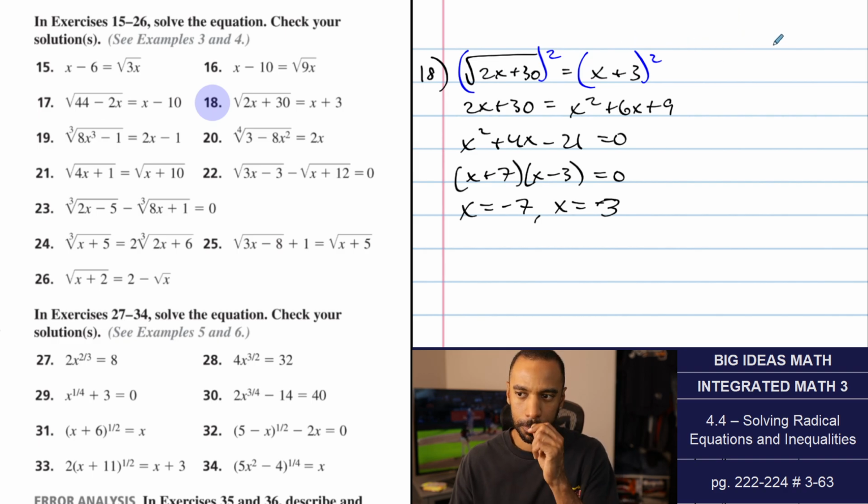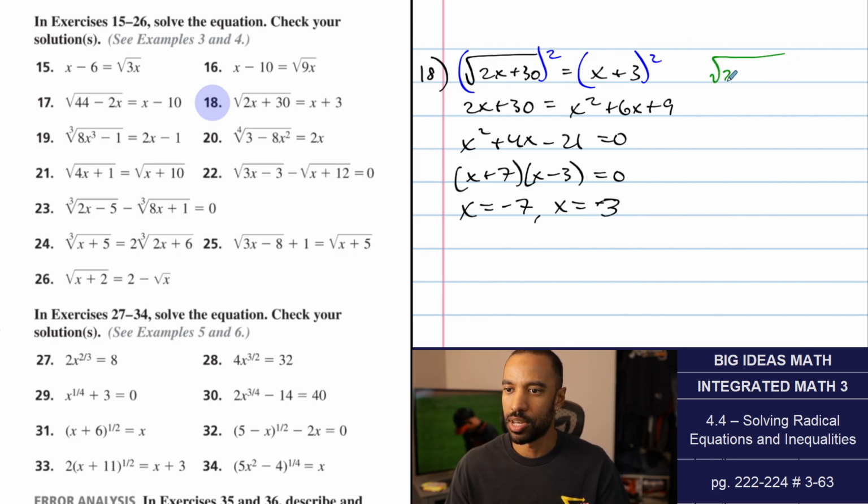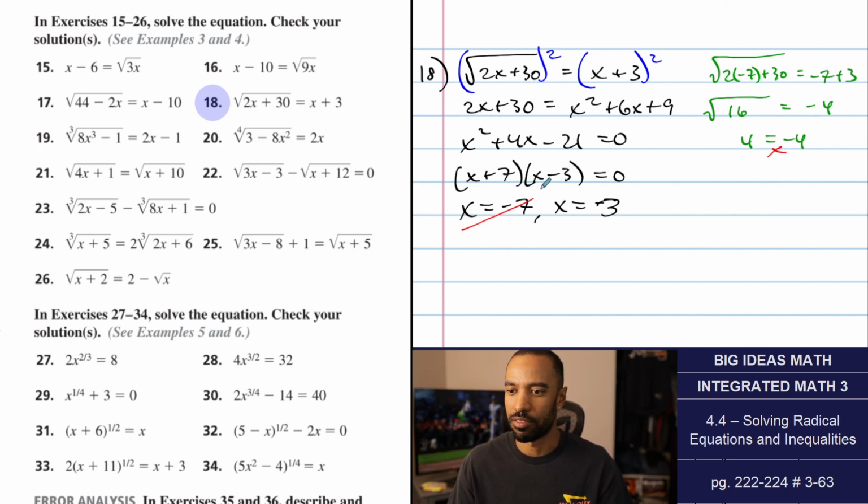So as a double check, let's do 2 times negative 7 plus 30 equals, and this is negative 7 plus 3. This is negative 14 plus 30, which is 16. Negative 7 plus 3 is negative 4. 4 equals negative 4. No good. So negative 7 doesn't work.